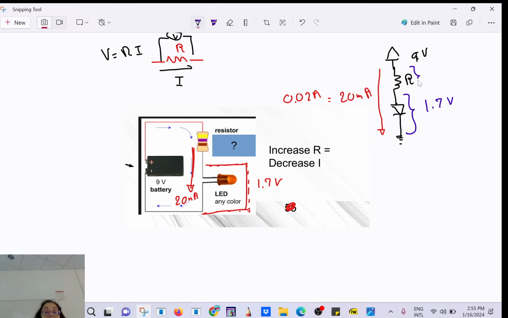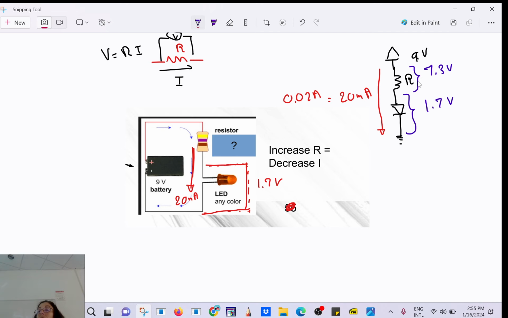So can we find the voltage drop here? The total height is 9. It's like you take a measuring tape. The height here is 1.7, and the total height is 9, so you have 7.3 volts across the resistance R. Is that clear?